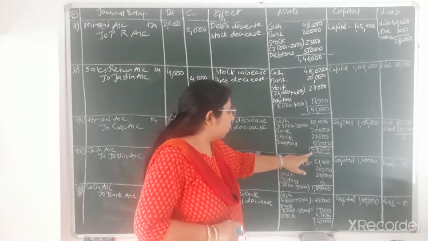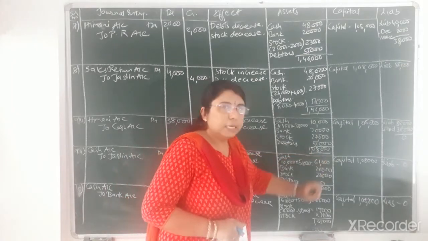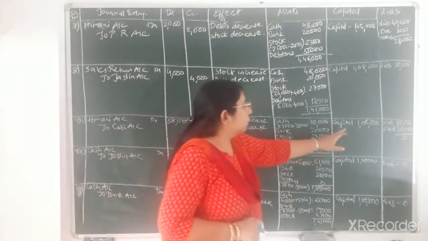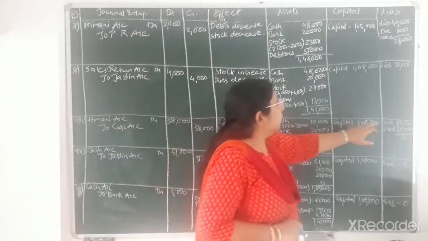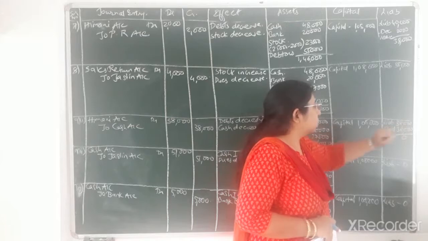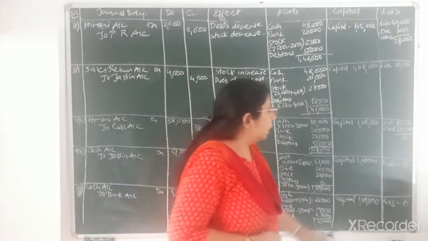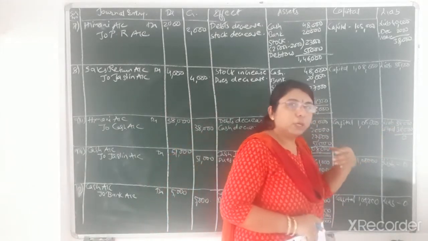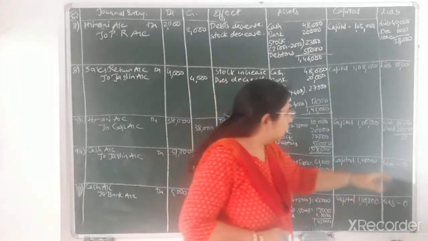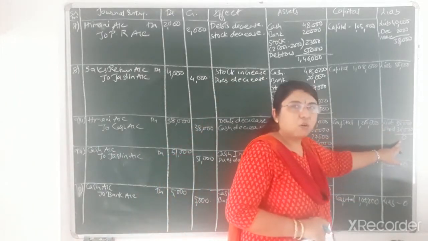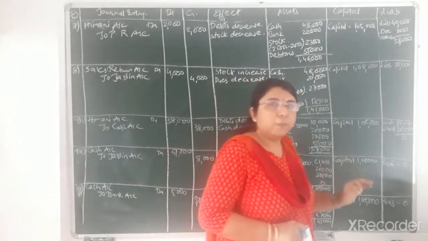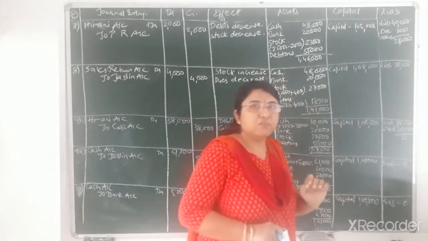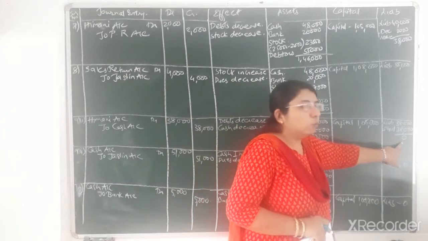So the total value of assets would come to 1,08,000. Now in case of capital, there is no change as it is 1,80,000. In case of liability, the previous liability was 38,000. Now that 38,000 we are paying to Himani and settling her account. So now there would be a nil balance of liability. There would be no liability because whatever liability was towards Himani, we have paid. So the liability would be nil.